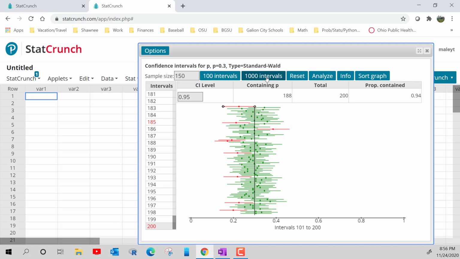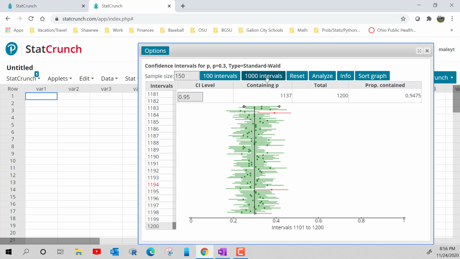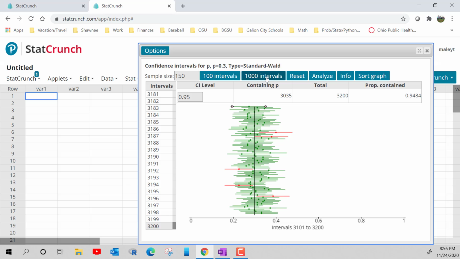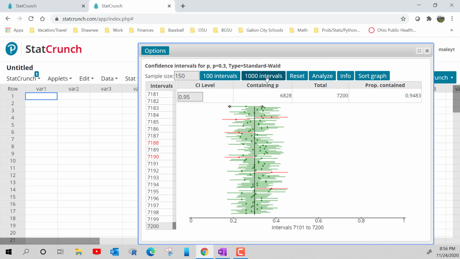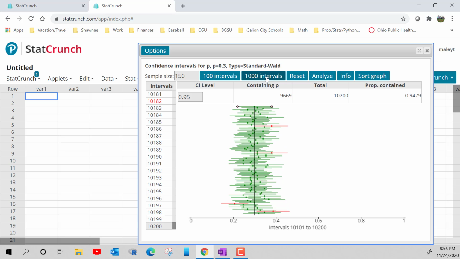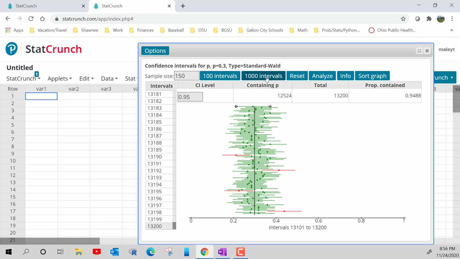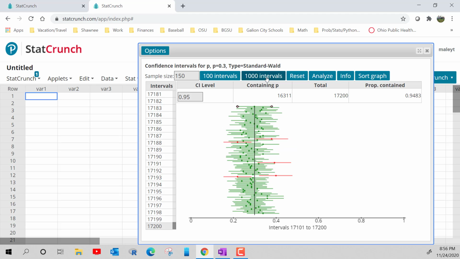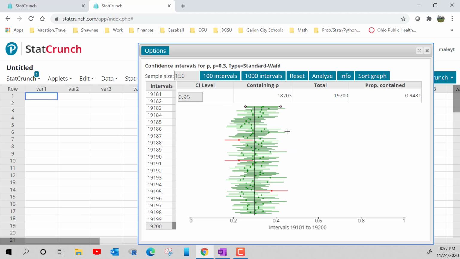So of course, if I kept doing this, like if I do 1,000 intervals, and I keep hitting it, notice I'm going to get closer and closer to having 95% of them including the population proportion, right? So you can see how that number is getting bigger and bigger, right? So far I've done 19,200 different confidence intervals, and we're at roughly 95% of them containing the population proportion. All right, so it's something you can play around with if you'd like.